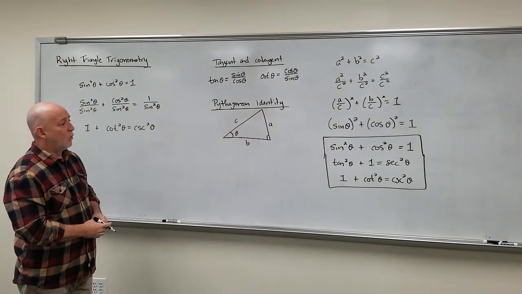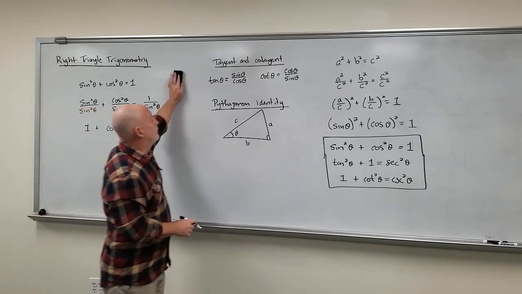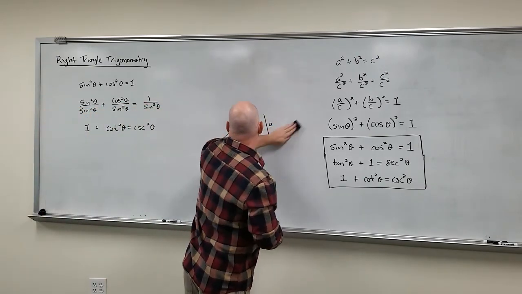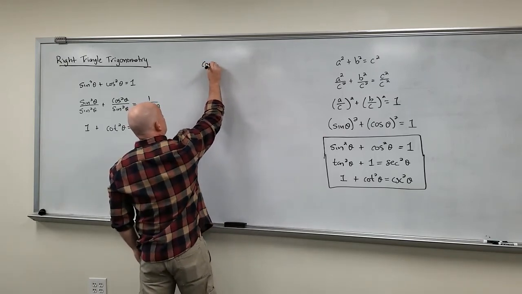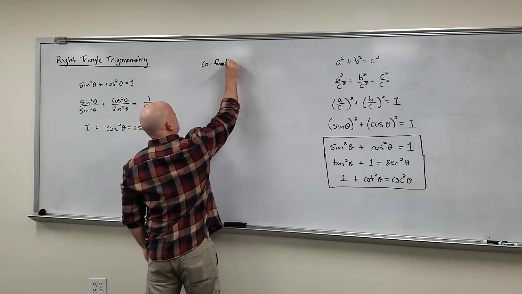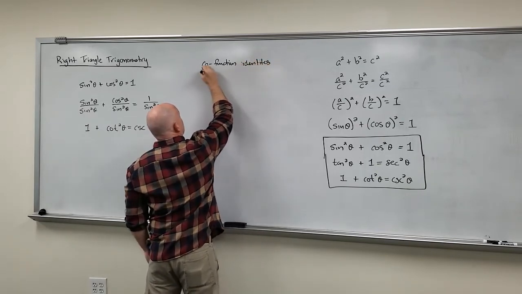All right, we're going to take a look at one more set of identities. These are called the cofunction identities.